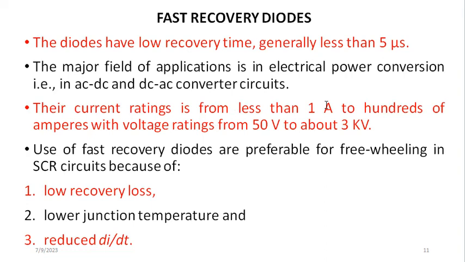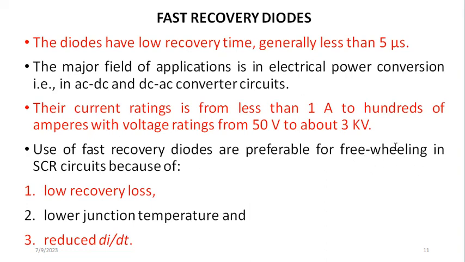And the current rating starts from less than 1 ampere up to hundreds of amperes, and the voltage rating is from 50 volts to 3 kilovolts. And these fast recovery diodes are preferable whenever you are dealing with freewheeling SCR circuits.